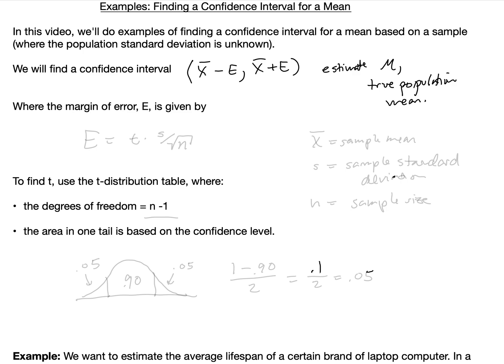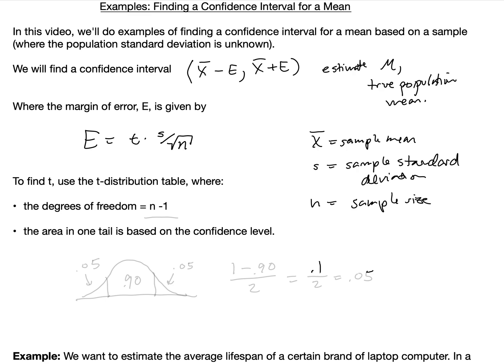And so the sample mean x bar, we know what that is. The margin of error is given by t from the t distribution times s, the standard deviation for the sample, divided by the square root of n, the sample size. So x bar, sample mean, lowercase s, sample standard deviation, and n is the sample size.